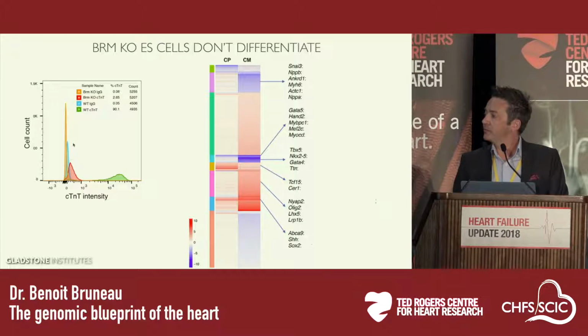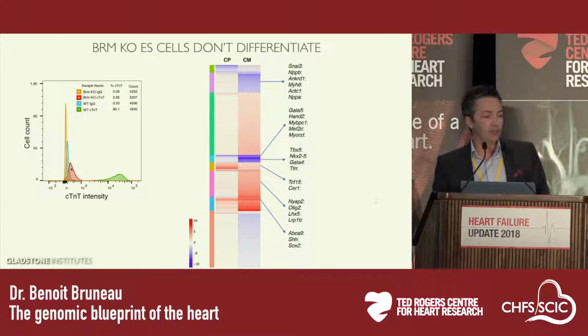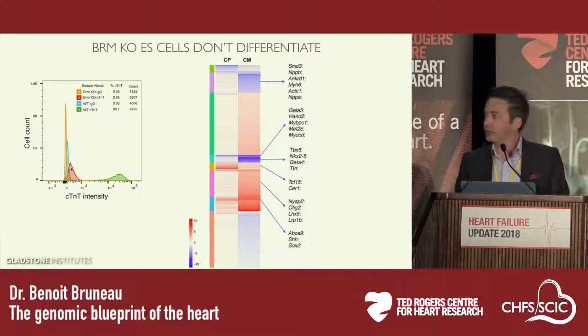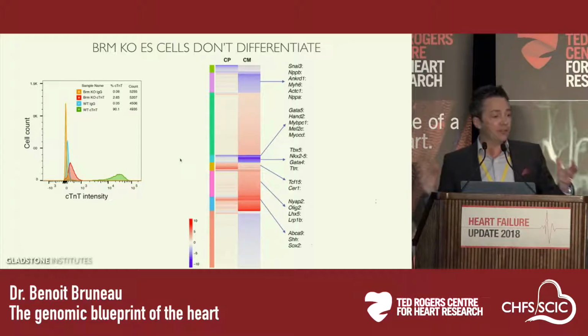And this down here, I think in red, is the knockouts. There's only maybe 2% troponin T positive cells that we can measure. So basically, there's no cardiac myocytes in there. But there are cells. And so we did RNA sequencing.